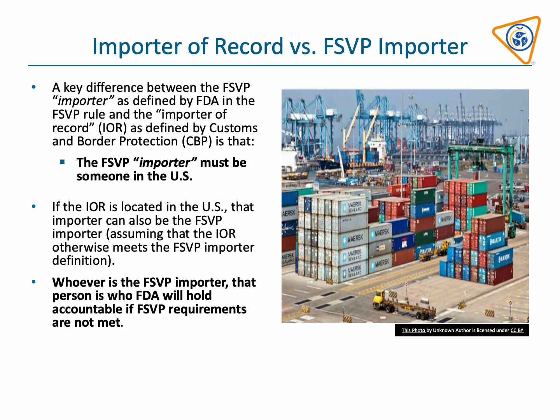Importer of record versus FSVP importer. A key difference between the FSVP importer as defined by the FDA in the FSVP rule and the importer of record, IR, as defined by Customs and Border Protection, CBP, is that the FSVP importer must be someone in the United States. The importer of record could be located in the United States and also serve as the FSVP importer. Whoever is the FSVP importer, that person is who FDA will hold accountable if the FSVP requirements are not met.